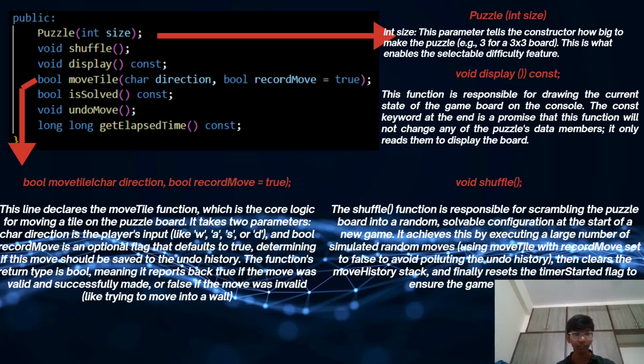Then we have the void shuffle function. This function is responsible for scrambling the board. It works by simply calling the move tile function hundreds of times with random directions. And that brings us to the most important function, bool move tile. This is the core logic for the entire game.